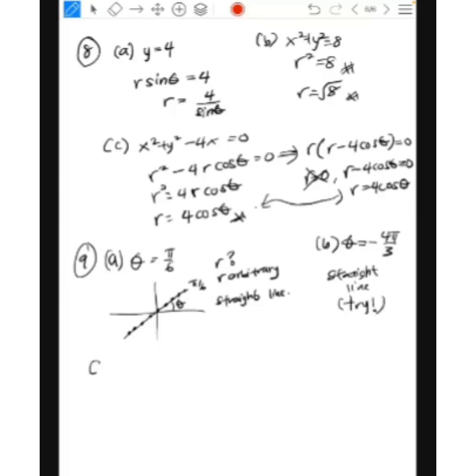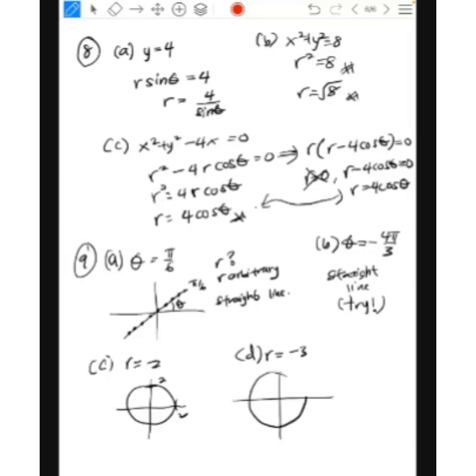r equals 2. Okay, so this is a circle. A circle on the origin with radius 2. Easy. r equals -3, also a circle over the origin with radius 3. Not -3, radius must be positive. The equation can be negative, but when you talk about radius, radius must have a positive value, which is 3.